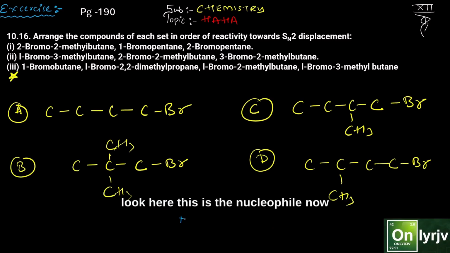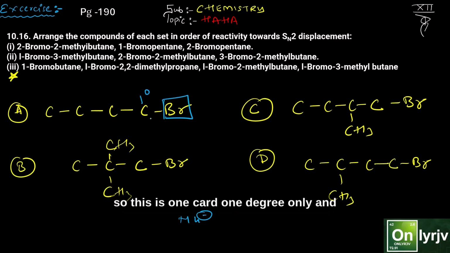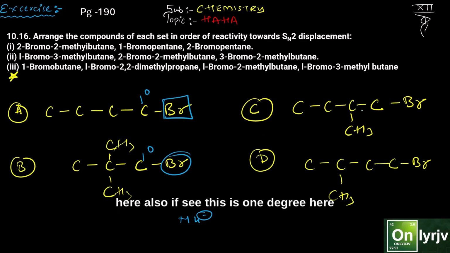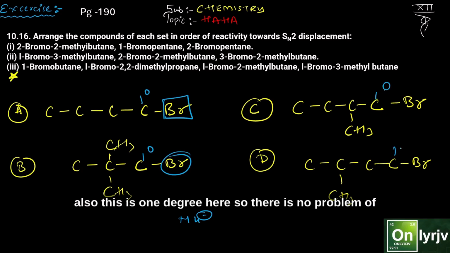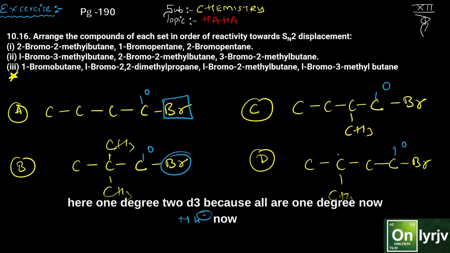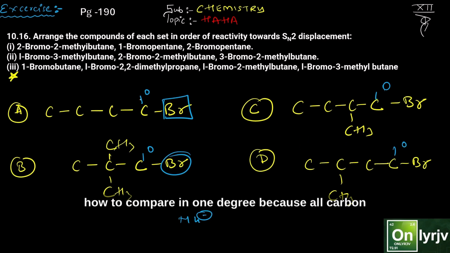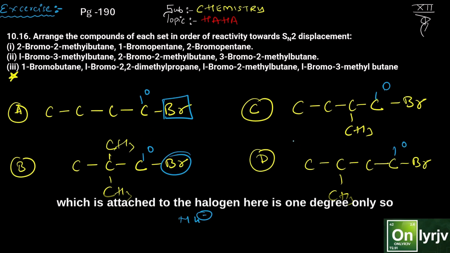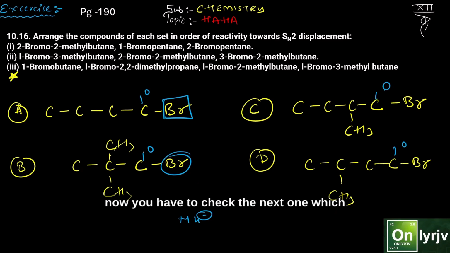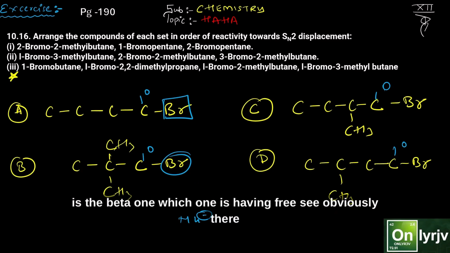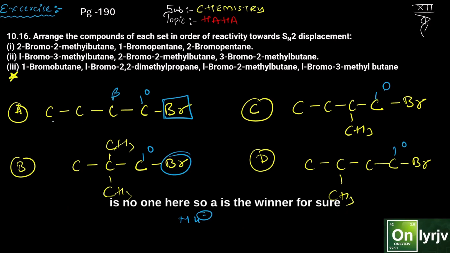Now look here. This is the nucleophile. First let us decide the degree. So this carbon is 1 degree only. And here also, if you see, this is 1 degree. Here also this is 1 degree. So there is no problem of 1 degree, 2 degree, 3 degree because all are 1 degree now. Now how to compare within 1 degree, because the carbon attached to the halogen is 1 degree only? So now you have to check the next one, which is the beta carbon. Which one is having a free beta? If you see, obviously there is none here. So A is the winner for sure.